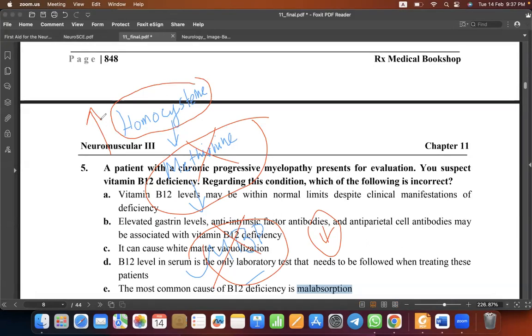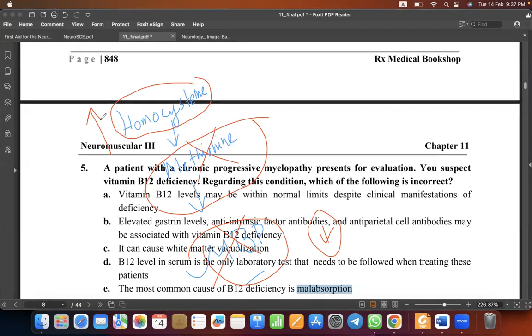Whenever we have a deficiency of B12, there will be less myelin basic protein as there is no methionine, and there could be some association with white matter vacuolization. So white matter vacuolization is very important. On the other hand, sometimes in B12 deficiency, there could be accumulation of methionine.